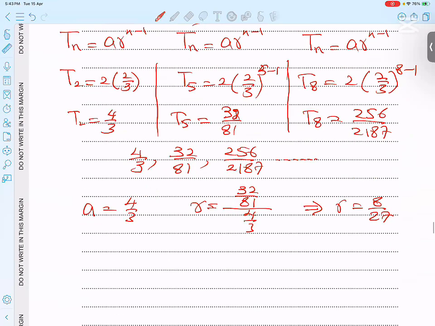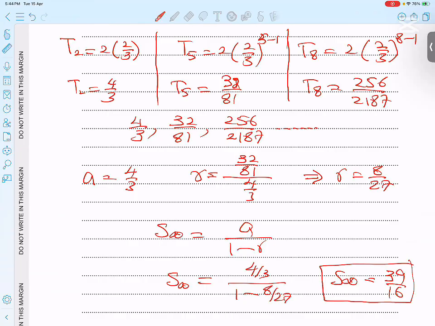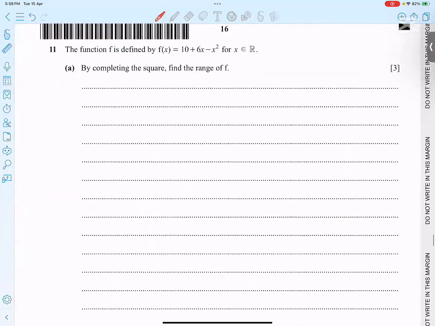And what is the sum to infinity formula, students? a over 1 minus r. a is 4 over 3 and 1 minus 8 over 27. The sum to infinity I'm getting is 39 over 16. I believe you got the point, very clear. Yes, student, there is one mistake here. This is a 19 and this is a 36. So it is 36 over 19. Let's go for the next question.